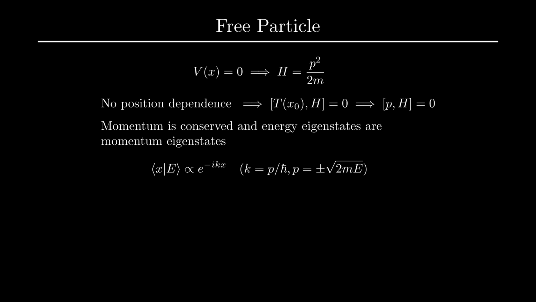All of these results can also be derived by just using the fact that the Hamiltonian of a free particle is given as follows, and then solving the resulting TISE, or using the fact that p squared over 2m has the same eigenstates as p.